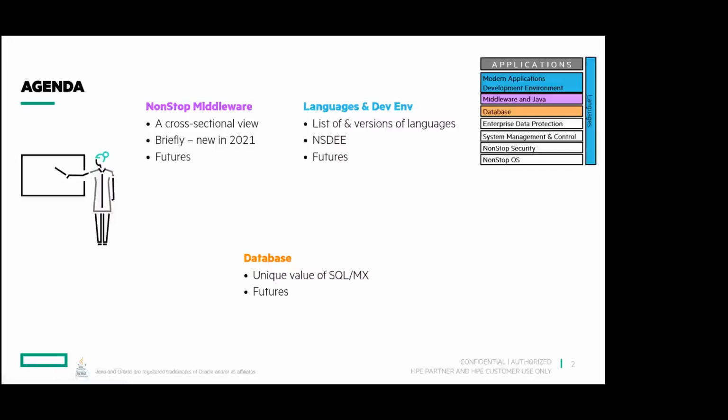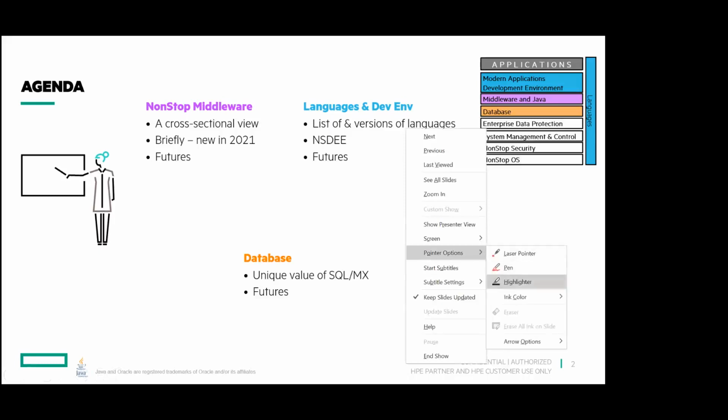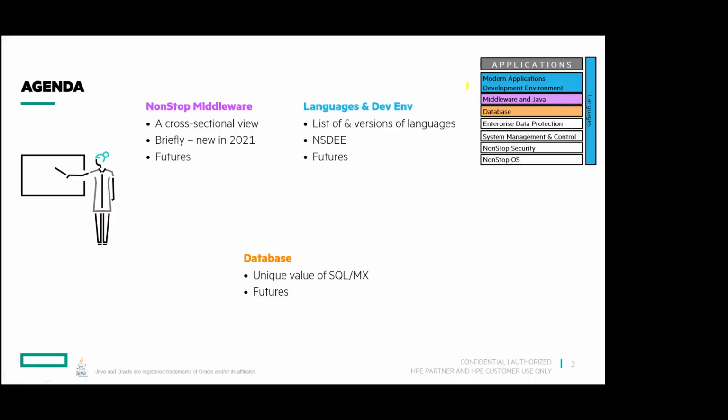I have divided the presentation into three sections: the lavender colored middleware, blue colored languages and development environment, and an orange colored database. Here on the top right-hand corner, we have the whole application stack shown in a small picture. We went through all the white colored layers when Prashant talked to us on Tuesday the 7th. So today we will see the colored layers. And let me move on.